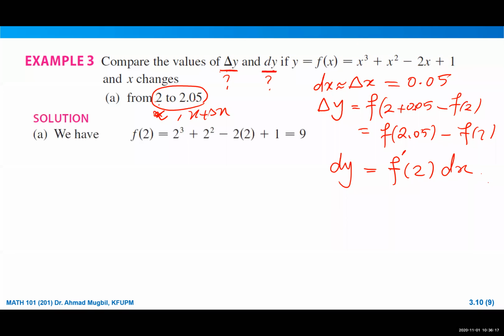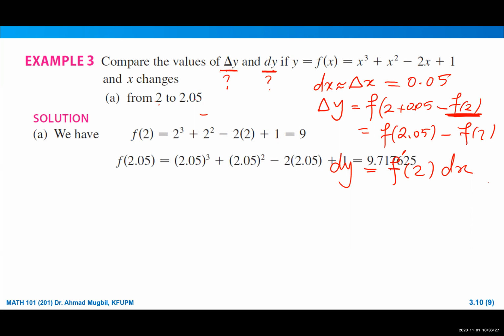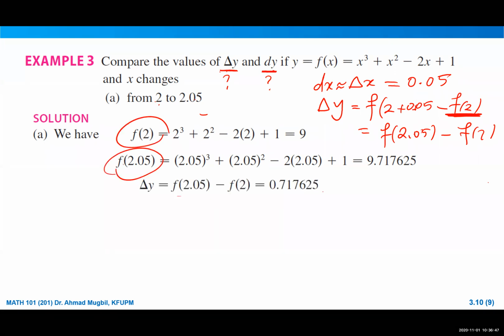So what we need to do here, Shabab, is find the value of the function at 2, because we will use it here. This is f at 2. And the problem here is that we need f at 2.05, and this needs to be cubed and squared, so the calculation will take time. But usually we will not ask you to do that if it is long. Now delta y will be just the difference between these two, this minus this. So you will just subtract 9 from this value.